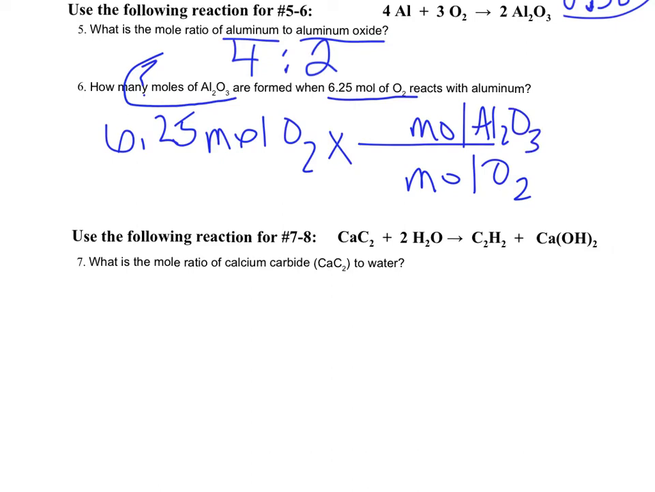That means you need the balanced equation coefficients. So in front of aluminum oxide was a 2. In front of the oxygen was a 3. So plug those in. And the answer you should get, multiply 6.25 times 2 divided by 3. You should be getting 4.17 moles of your aluminum oxide.